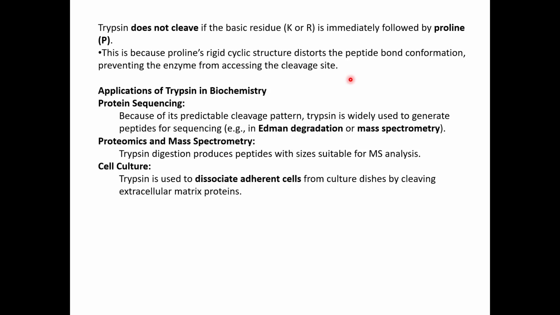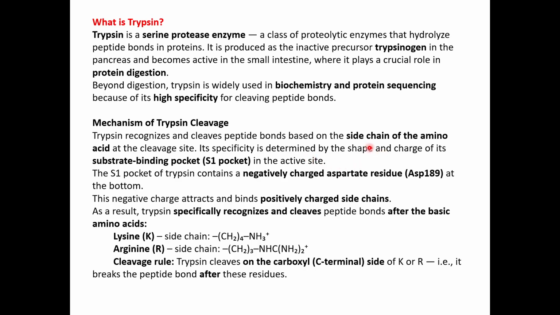Trypsin does not cleave if the basic residue is immediately followed by proline. This, however, is an exception. It does cleave at the basic residues, but if the basic residue has a proline attached next to it, then trypsin cannot cleave it. This is because proline's rigid cyclic structure distorts the peptide bond conformation, preventing the enzyme from accessing the cleavage site. As we know, the active site of the enzyme has to be bound, or it should be accessible to the cleavage site.